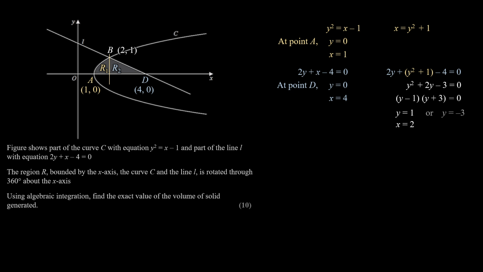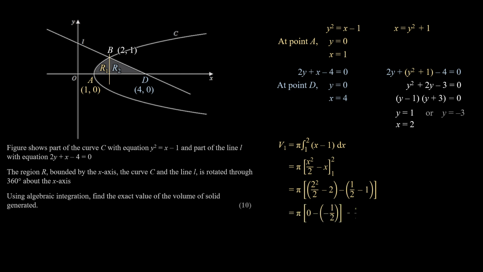The volume generated by rotating R1 is calculated as pi times the integral from 1 to 2 of (x minus 1) with respect to x. Integration gives x squared over 2 minus x. Substituting the limits x equals 2 and x equals 1, and solving the expression, we find the volume equals pi over 2. Rotating R2 about the x-axis will generate a cone.